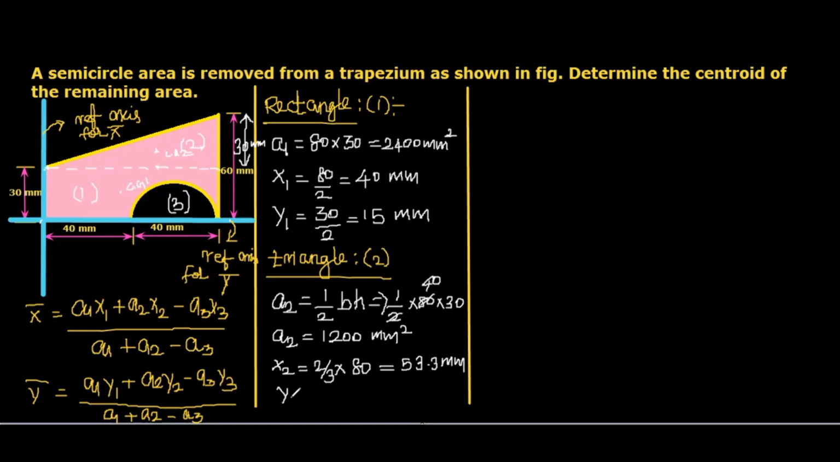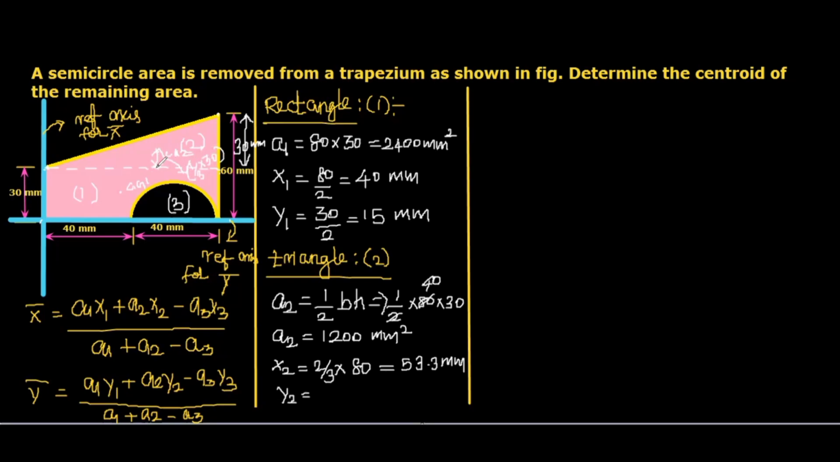Then y2. Here y2 is also calculated the same way, but when you consider the vertical axis, this will be the larger end, because on this side we have 80 in the vertical axis, but on this side it starts with 0. Do you understand? From the larger end, this distance will be 1 by 3 the distance, 1 by 3 multiplied by 30.